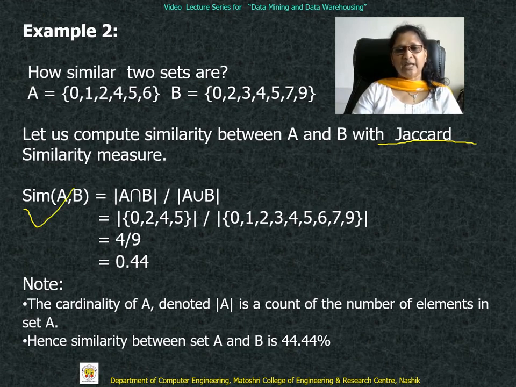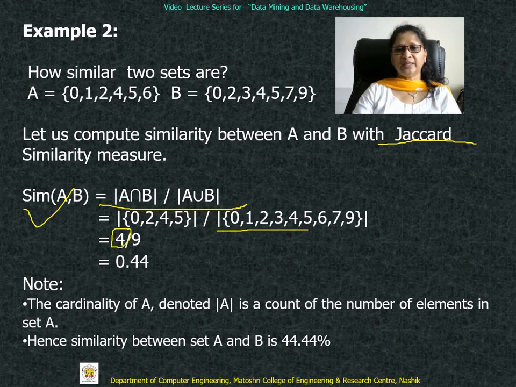Similarity between A and B is nothing but we have to take the cardinality of the intersection and the cardinality of the union and take a ratio of them. So how do we compute the intersection? We are given two sets. So we can compute the intersection of sets A and B as the set of all such elements which are present in both the sets. So 0, 2, 4, 5 are present in both the sets. So the cardinality of the intersection comes out to be 4.